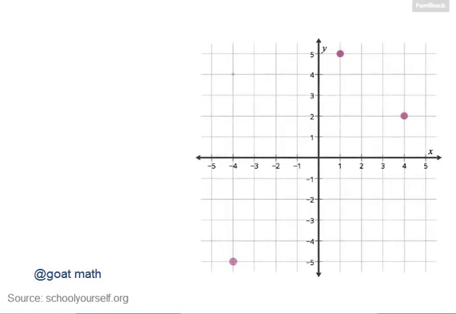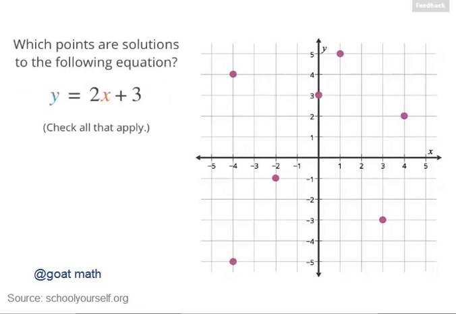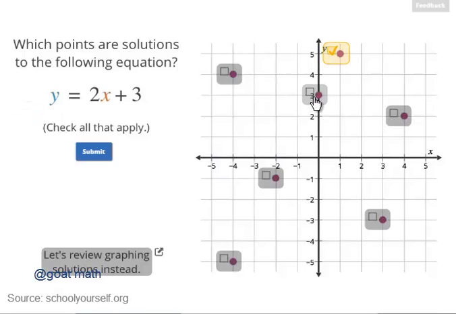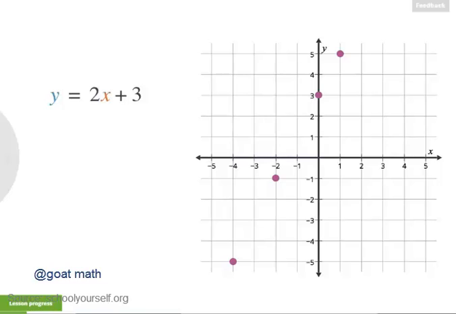To get started, here are a few points on the coordinate plane. Which of these points are solutions to the equation y equals 2x plus 3? And click down here if you'd like to review graphing solutions to equations like this. Exactly. These 4 points are all solutions to this equation.